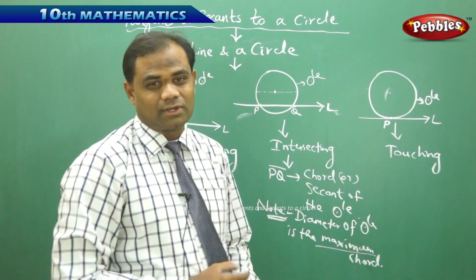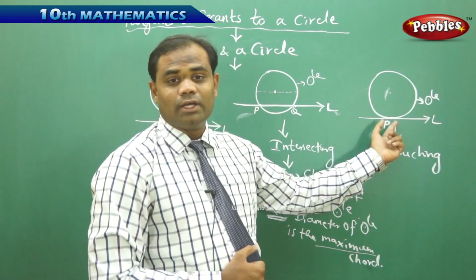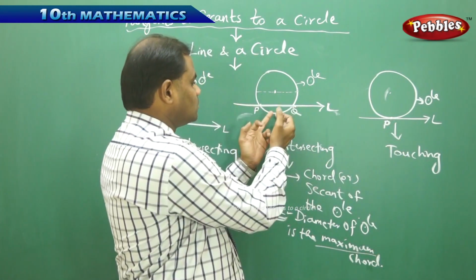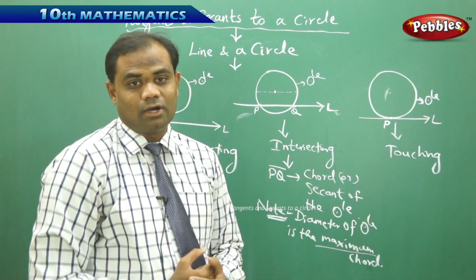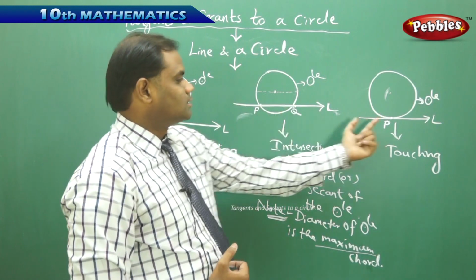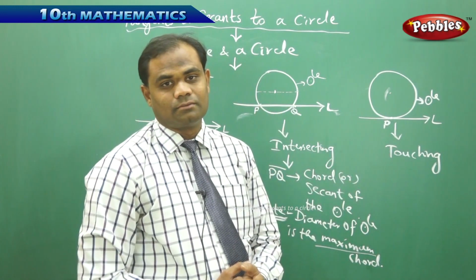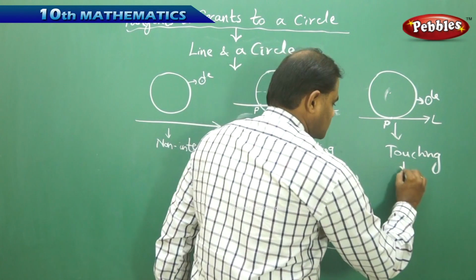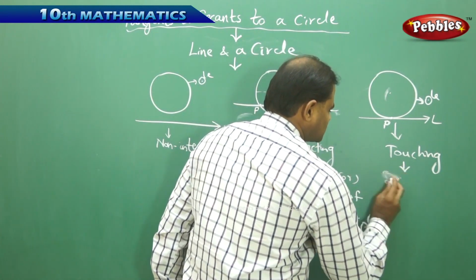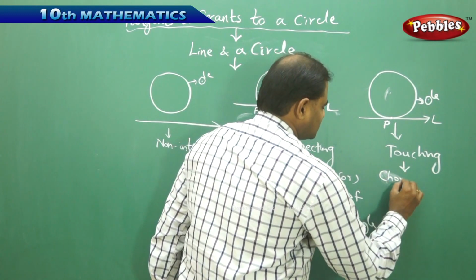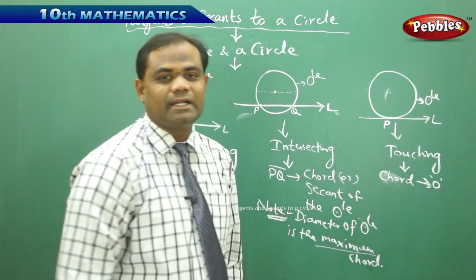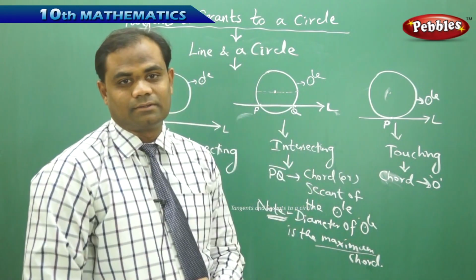Therefore, length of chord or secant is assumed as 0 in case of a line touching the circle, because this P and Q tend to one point is how we understand. So when P and Q tend to one point, then we get a tangent. So therefore, for touching circles, we say that the two circles touch when chord tends to 0. When chord or secant tends to 0, then we get a tangent out of a secant.